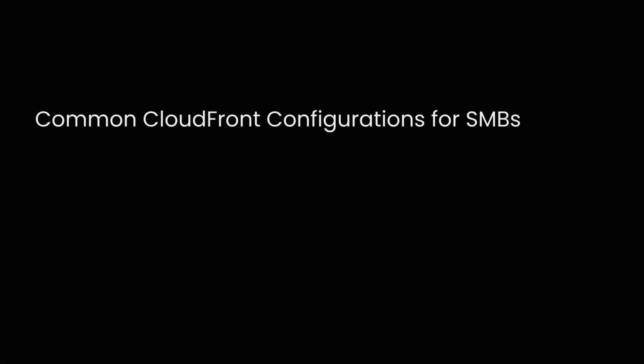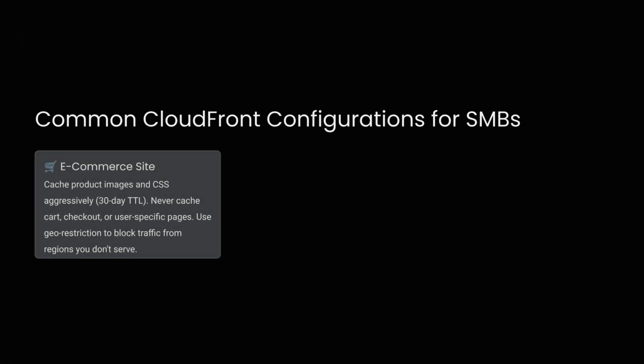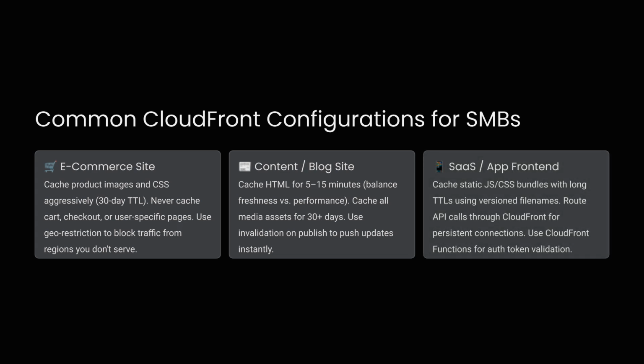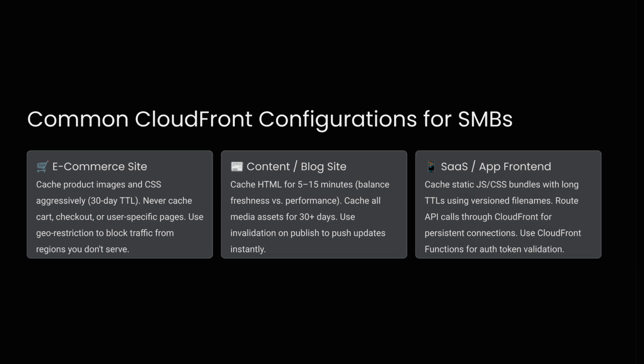Different businesses need different configurations. E-commerce sites should aggressively cache images but never checkout pages. A content site should balance freshness and performance with a short HTML TTL, while a SaaS app front-end benefits from long TTLs on versioned JS/CSS bundles.